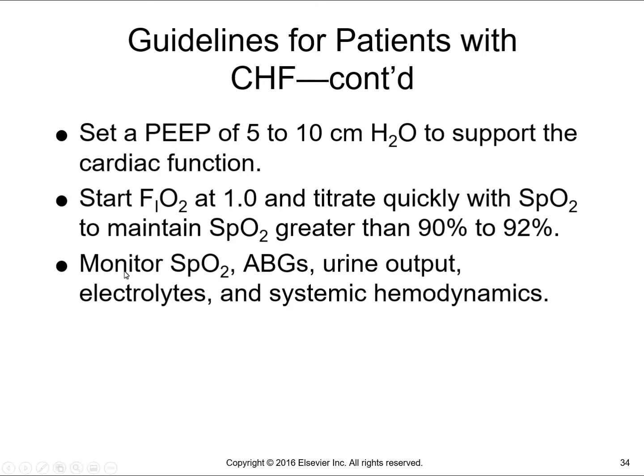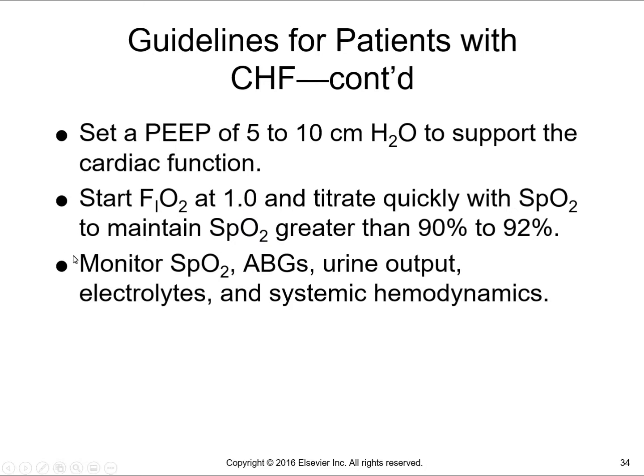All right, so we're setting our PEEP 5 to 10. Again, we want to make sure we have that pressure to push the fluid out and to distend that alveoli for better oxygenation. We want to start at 100 percent FiO2 and titrate quickly down. Again, we don't want oxygen toxicity, but once the airways are cleared and alveoli distended, we want to oxygenate as much as possible.